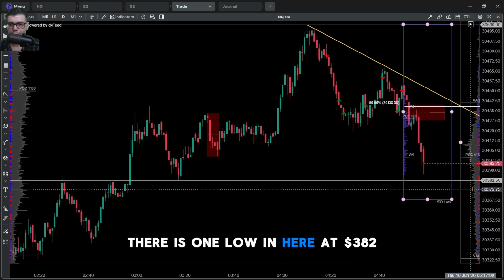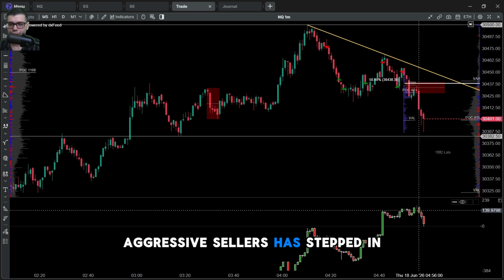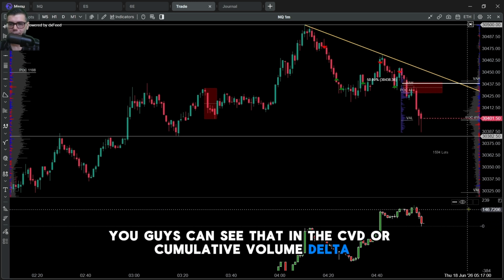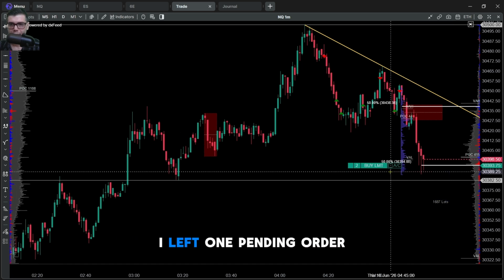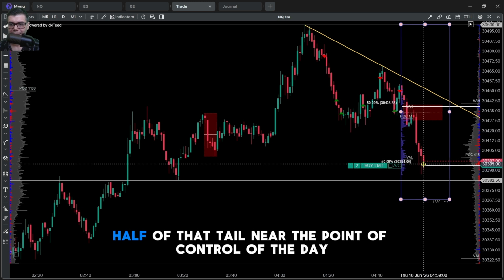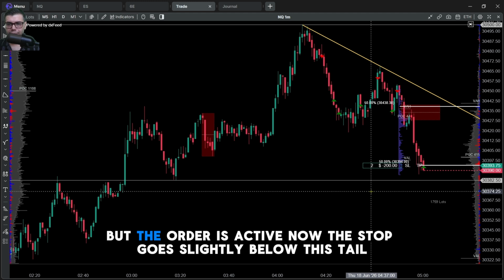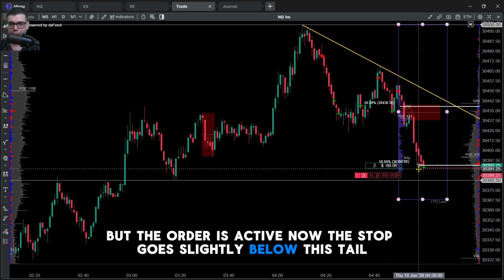There is one low in here at $382. Aggressive sellers have stepped in. You guys can see that in the CVD or cumulative volume delta. We have a tail. Let's measure that tail. I left one pending order at half of that tail near the point of control of the day, and the order is active. Now the stop goes slightly below this tail.